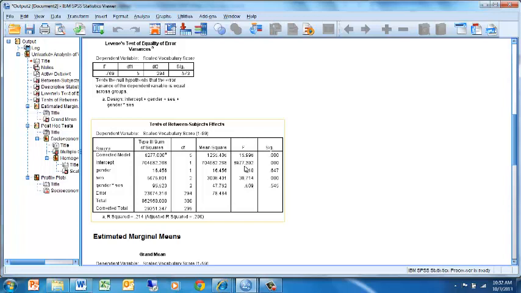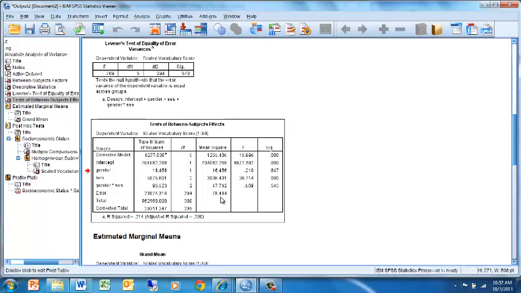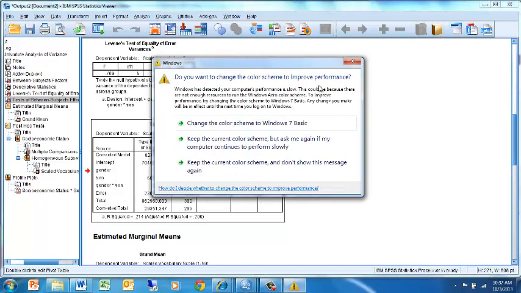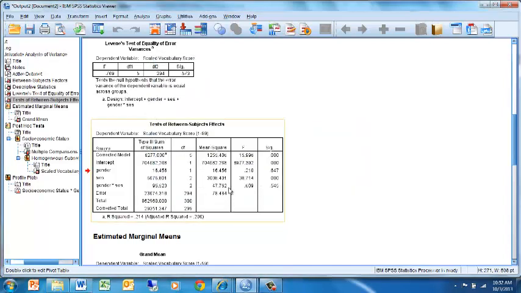To get our F calculated scores, what we are doing is we are dividing mean square or population variance estimates for gender, SES, and interaction, all by the within cell population variance estimate. So we divide 16.456 by 78.484, and we get 0.21. We divide 3,038.4 by 78.484, and we get 38.714. For the interaction term, we divide 47.762 by 78.484, and we get 0.609. These are our F calculated values.